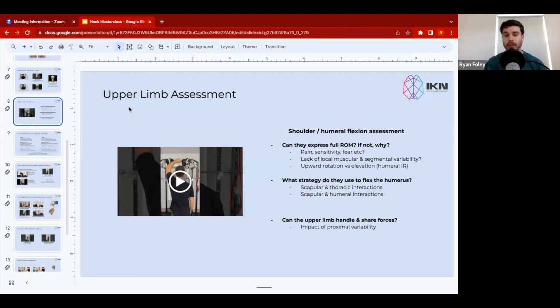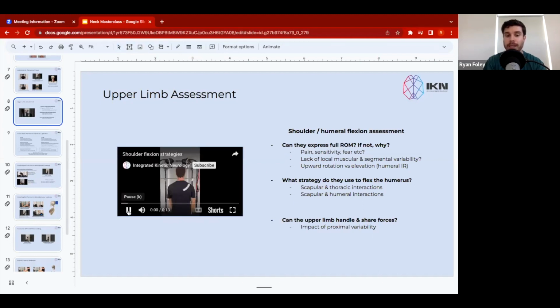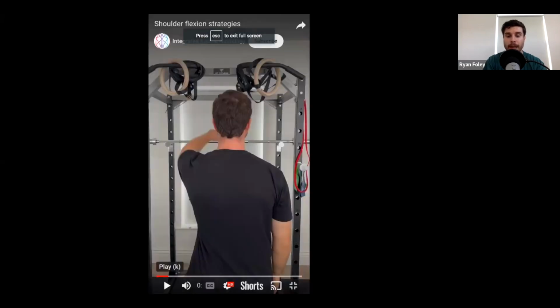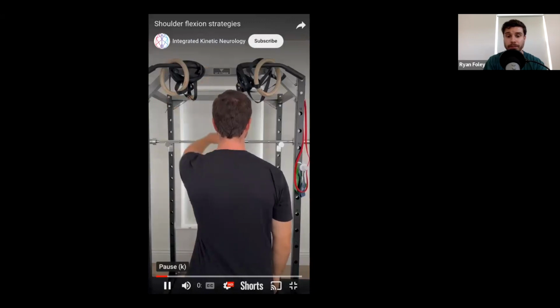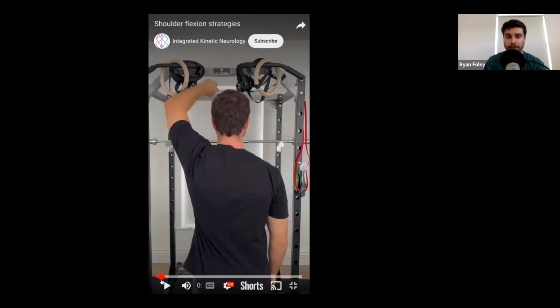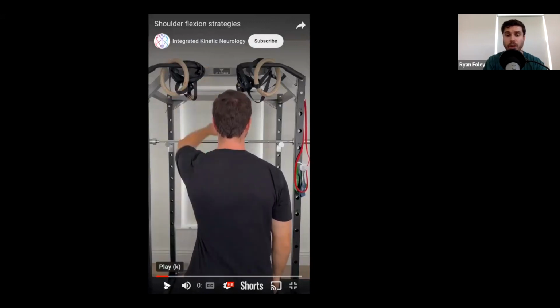Okay. So first and foremost, we're looking to see, can they express full range of motion? To get the full range of motion demonstrates to us that, again, the thoracic spine has the ability to extend, the scapula has the ability to externally rotate. What you'll often see is something like this sometimes if they can't get through full flexion. So what you're seeing there is a very quick internal rotation of the humerus.